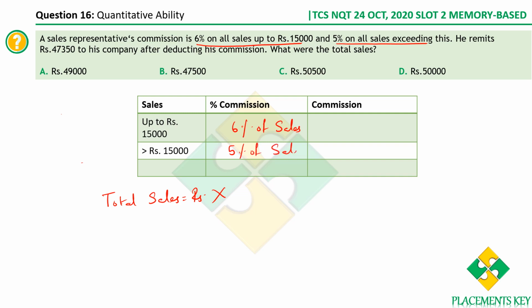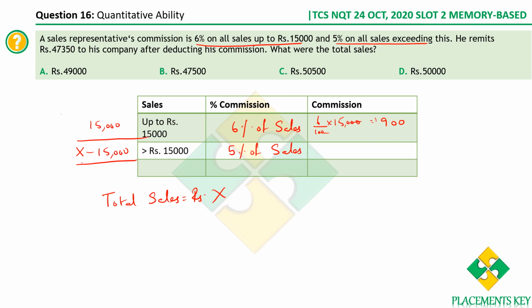Now up to rupees 15,000, you get 6% of the sales. So 6% of 15,000, we have already computed this earlier: 150 into 6, that is 900. So this is the commission that he receives for the sales till 15,000. Now how much is remaining? Out of X, 15,000 is already accounted for. Therefore, the remaining sales are X minus 15,000.